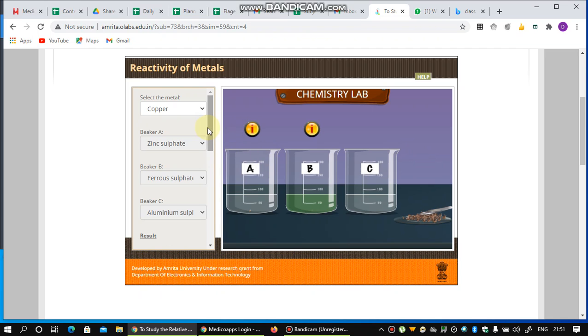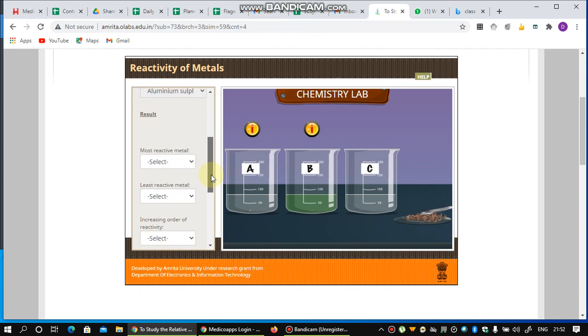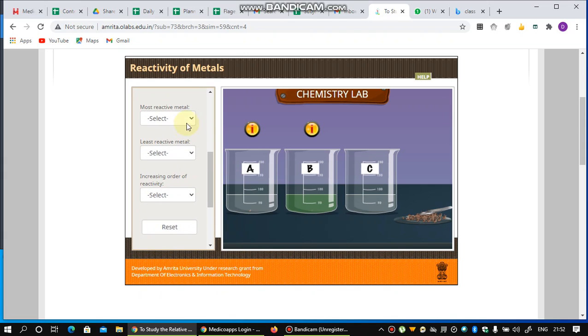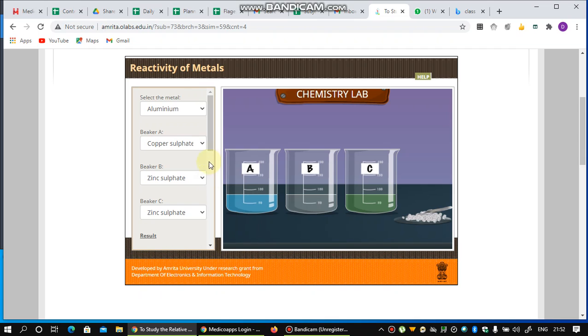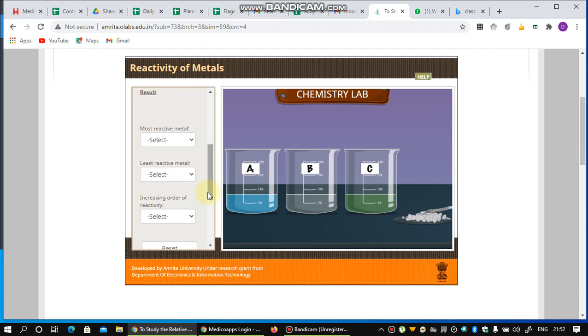Now, on the basis of this, we can tell which metal is going to be the most reactive. Which one is going to be the most reactive over here? Can anyone tell? The metal which has displaced every other metal from its salt solution is going to be the most reactive. That is your aluminium. The metal which is going to be the least reactive is copper.